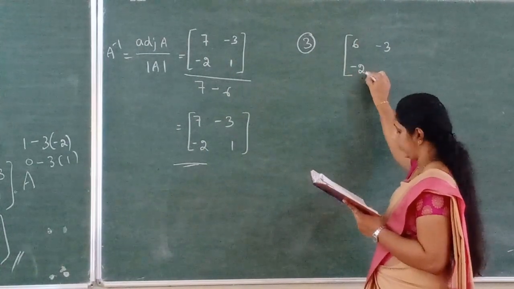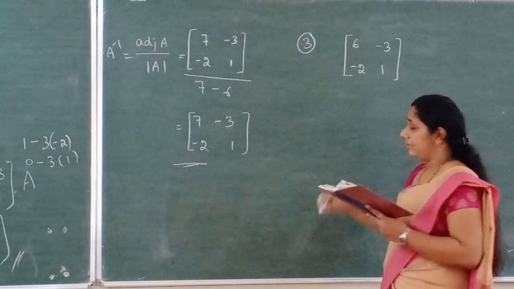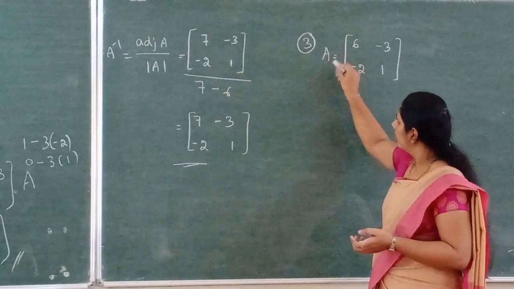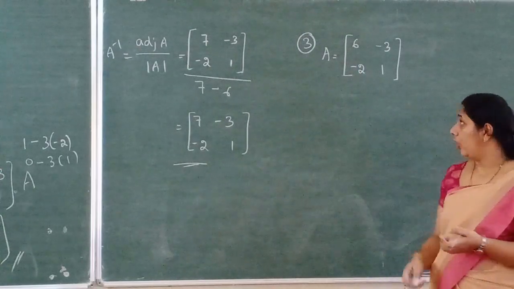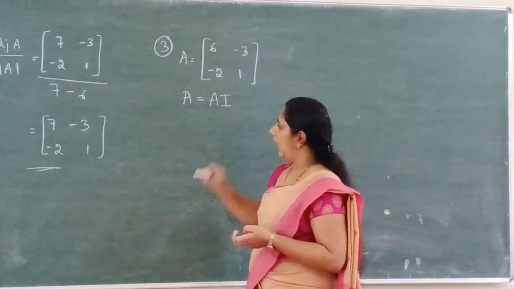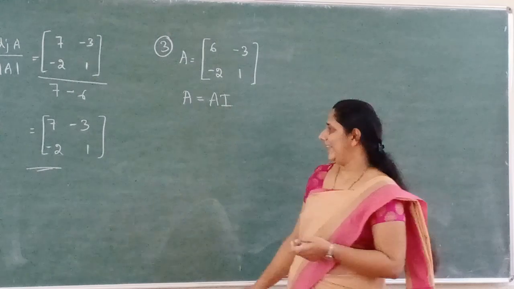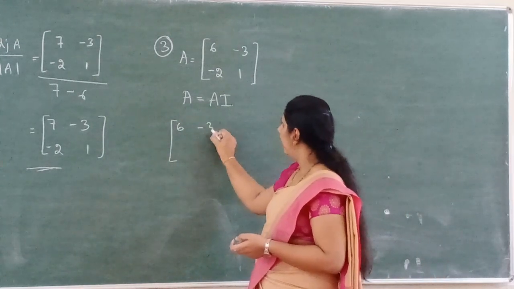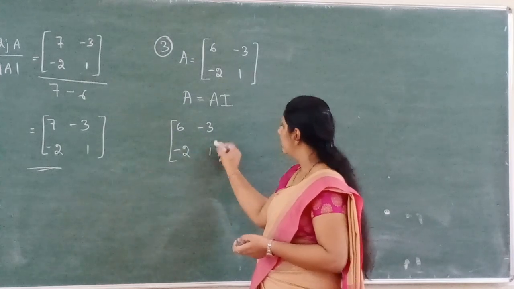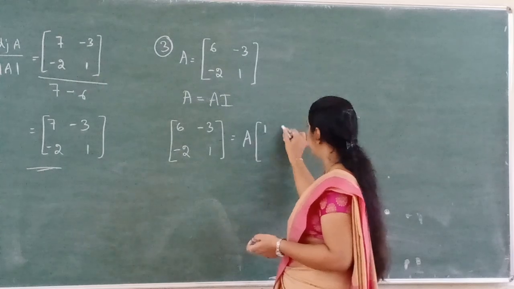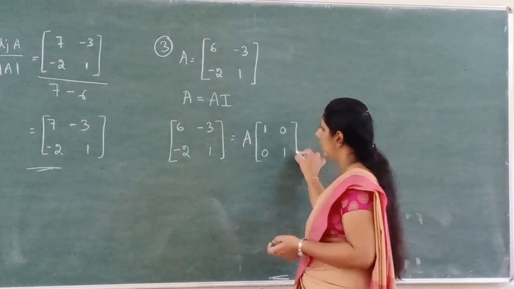Minus 3, minus 2, 1. You can use either row or column. I will use column operation. So you have to write A is equal to A into I. That is, A is 6, minus 3, minus 2, 1, A, and this is 1 0 0 1.